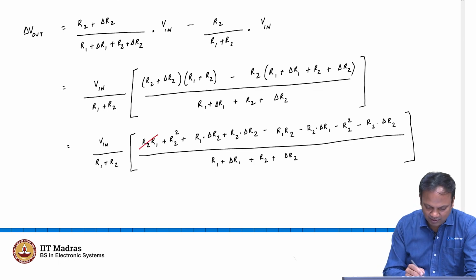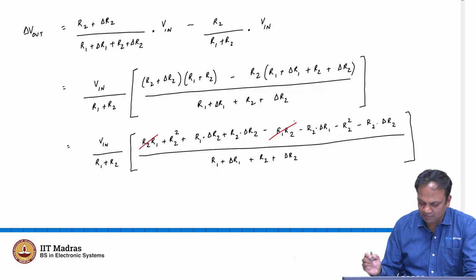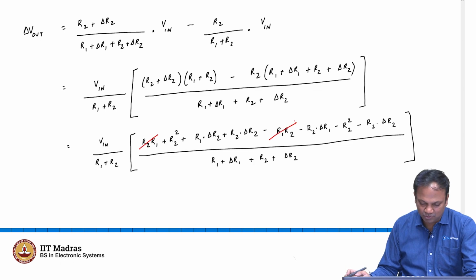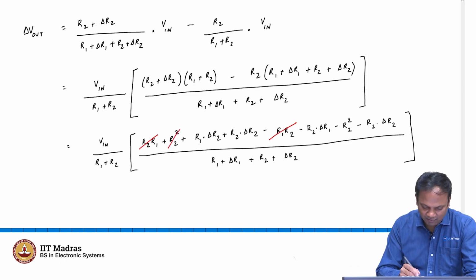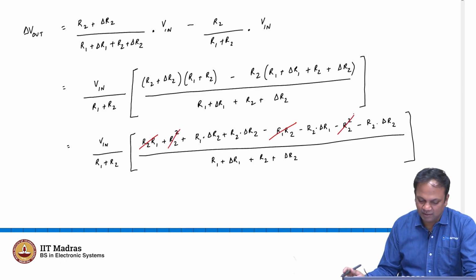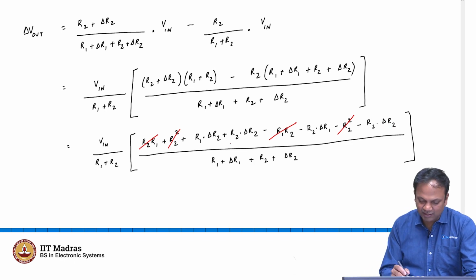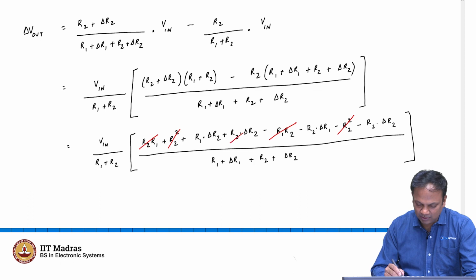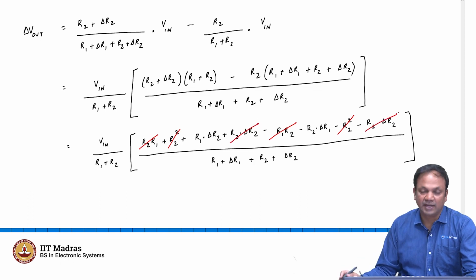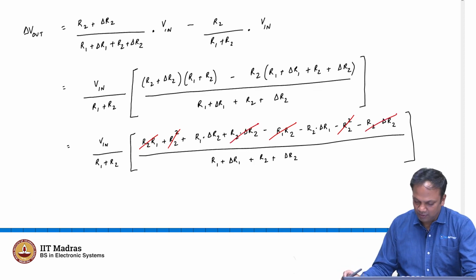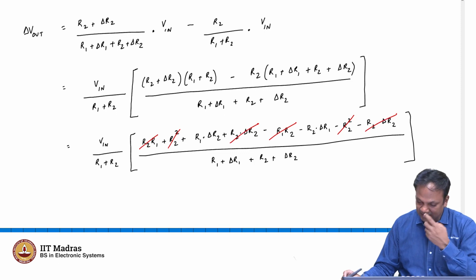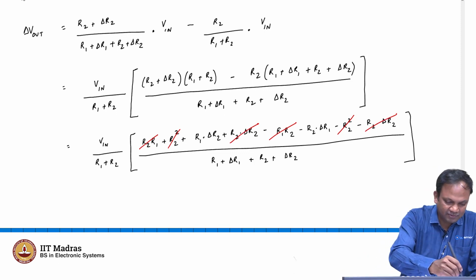We have R2 R1, we have minus R2 R1, so that we can cancel. We have R2 square, we have minus R2 square, that we can cancel. Then what else do we have? We have minus R2 delta R2, we have plus R2 delta R2, so that also we can cancel, right. Once we eliminate these 6 terms, what are we left with?